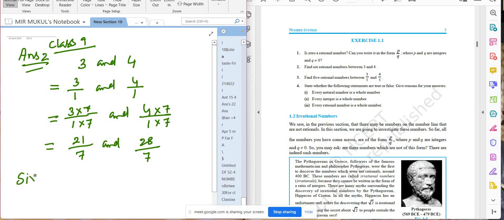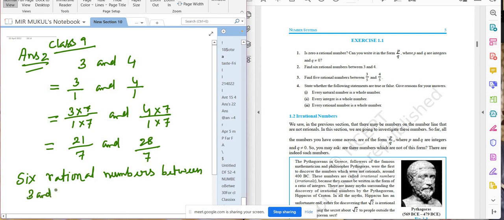So here you will write: 6 rational numbers between 3 and 4 are 22 by 7, 23 by 7, 24 by 7, 25 by 7, 26 by 7 and 27 by 7.